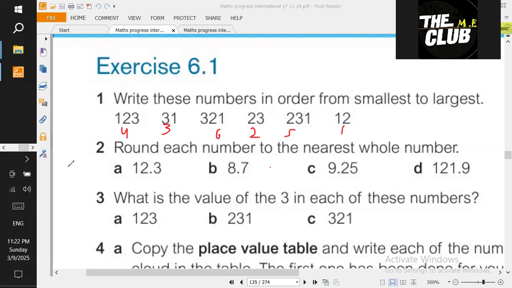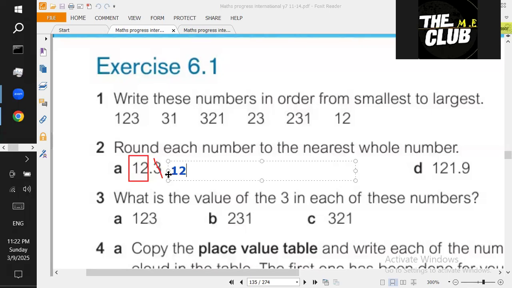Okay, now let's move on to the next question. Round each number to the nearest whole number. Now, nearest whole number means what? It means the number without a decimal number. For example, 12.3, when you round it to the nearest whole number, it means we don't need the decimal numbers. So I need the whole number only. And then I look at the decimal number. If it's 5 or more, I'm going to add 1 to the one in front of it. If it's less than 5, I just remove it. So the answer will be 12.